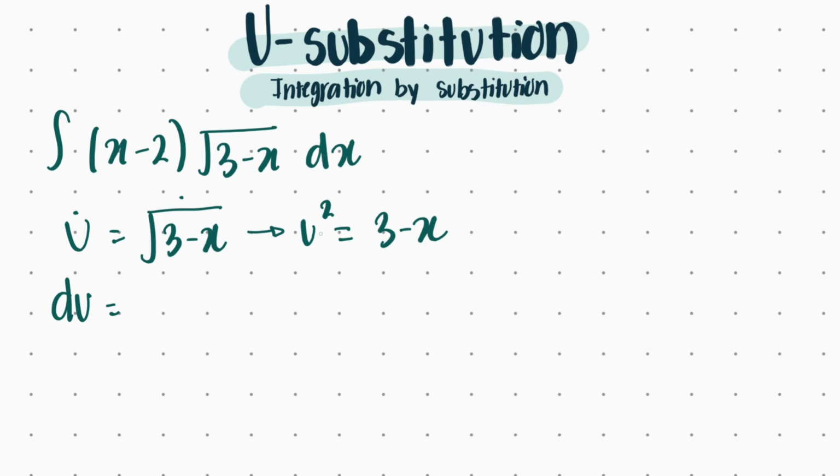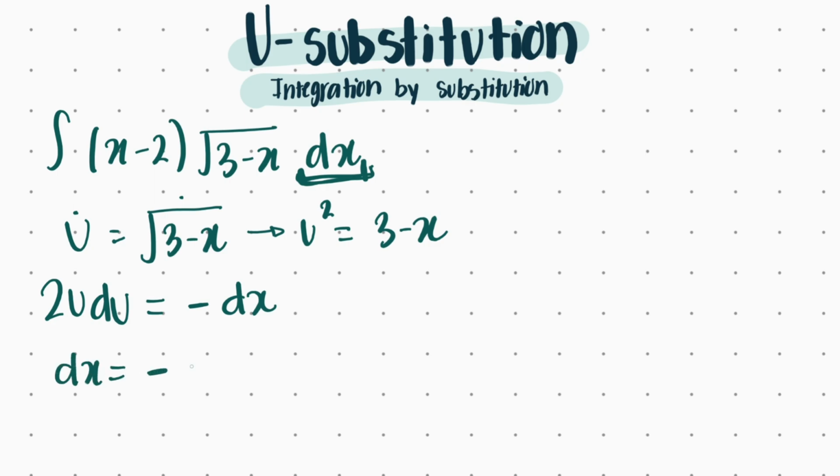Here we can easily take the derivative of both sides. So we get the derivative of u squared is 2u du, and the derivative of this is just minus dx. So what is dx equal to? Because we see we have a dx here. Well, let's just multiply both sides by a negative 1. So we get dx is equal to negative 2u du. So we have our dx and we have our u.